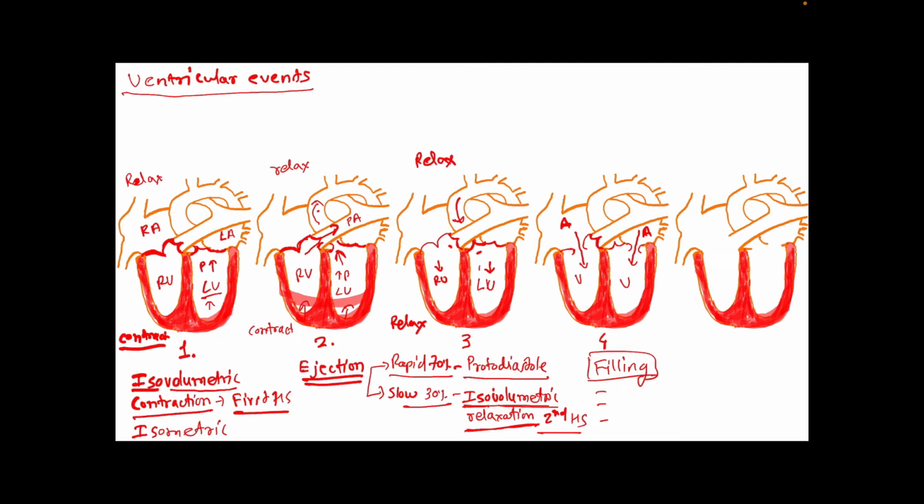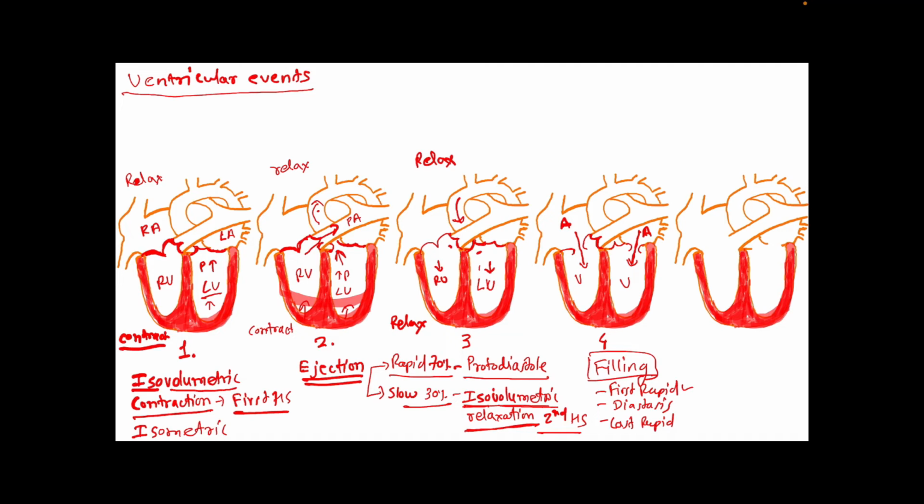The first one is called the first rapid filling phase, the second one is called the diastasis, and the third one is called the last rapid filling phase. So the maximum blood which is accumulated inside the atrium rushes to the ventricle in this first rapid filling phase. Okay, maximum of the blood reaches the ventricle in the first rapid filling phase.